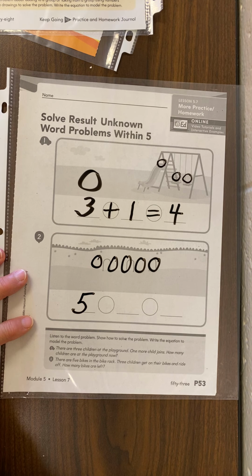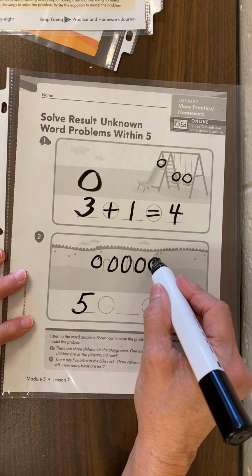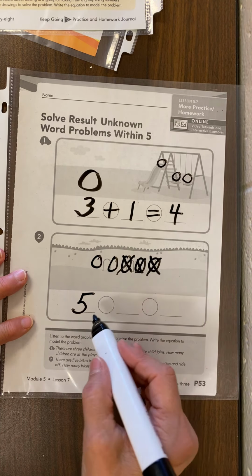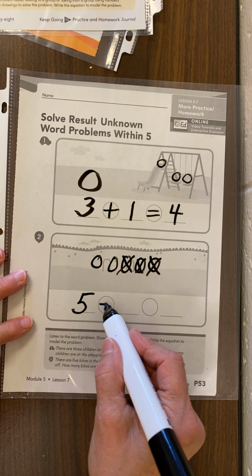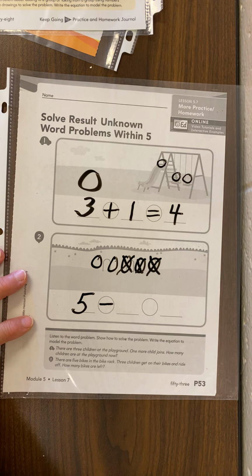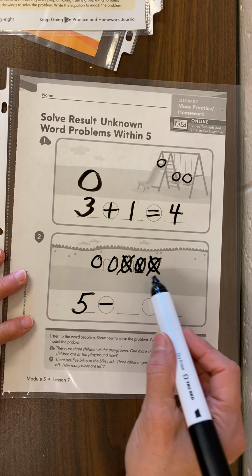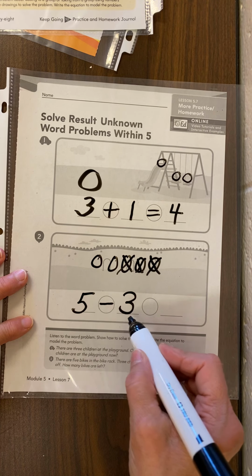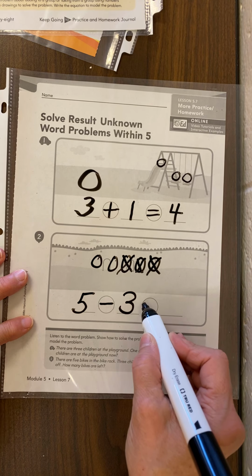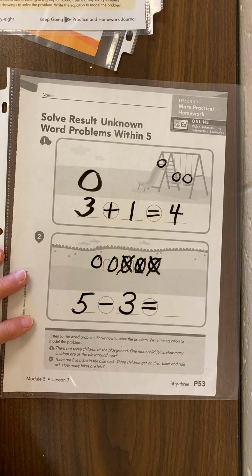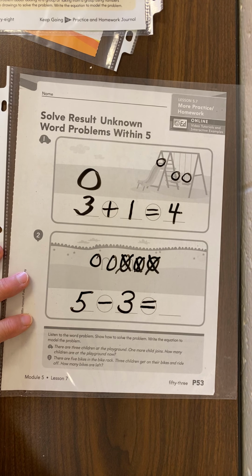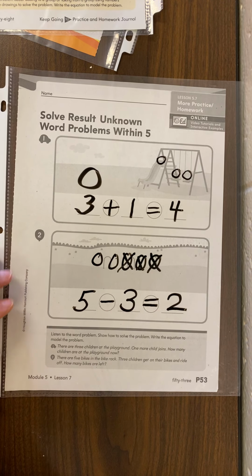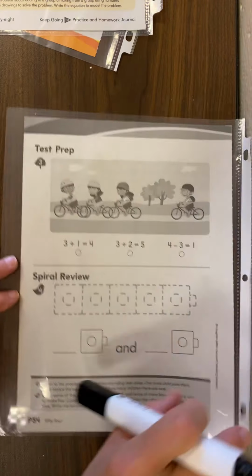3 children get on their bikes and ride off. Uh-oh. So they get on their bikes and they take off. So if they're taking away, good, we have to put a minus sign. How many left? Good job. 5 minus 3, good job, equals, how many are left? 2. Excellent work. We have one more side to do, so let's flip that page over.